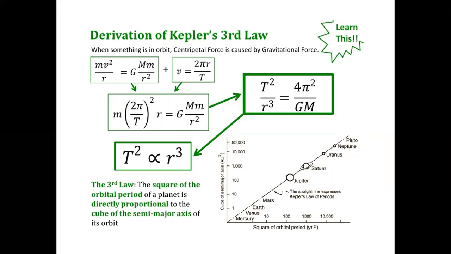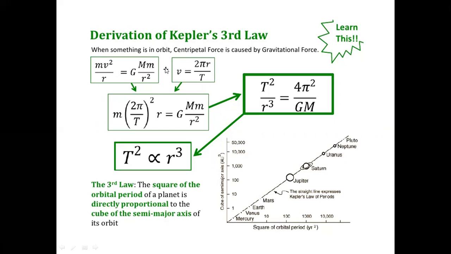Derivation of the third law. How do we derive it? When something is in orbit, we consider that the centripetal force is caused by the gravitational force. So m v square by r is equal to the gravitational force G M m by r square. M is the mass of the Sun and small m is the mass of the planet. R is the distance between the Sun and the planet.